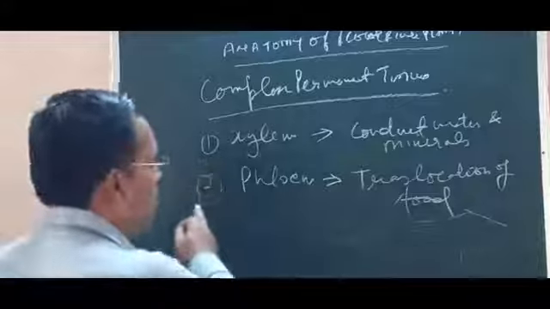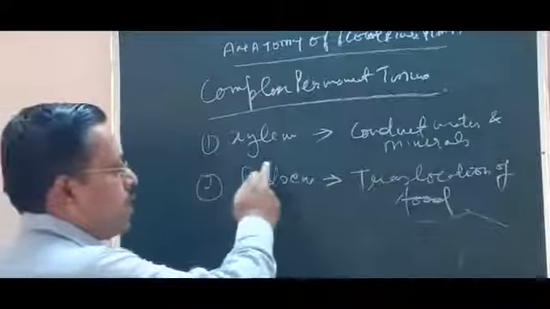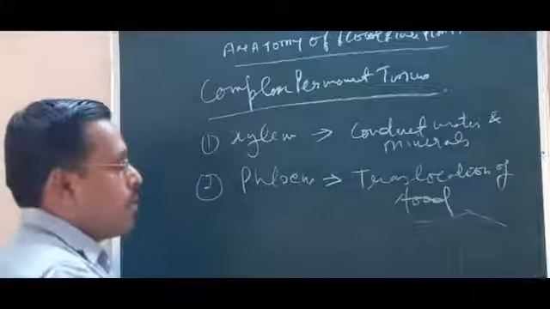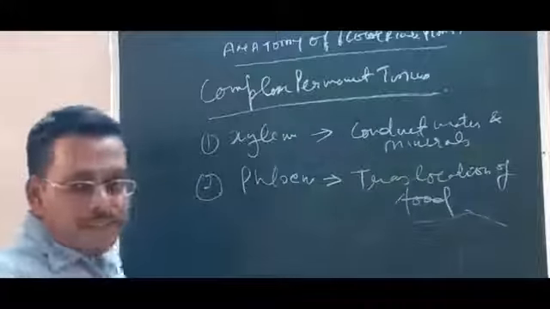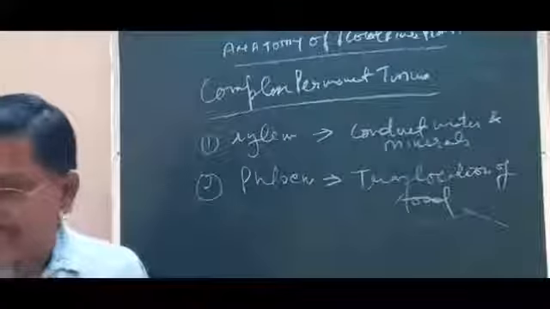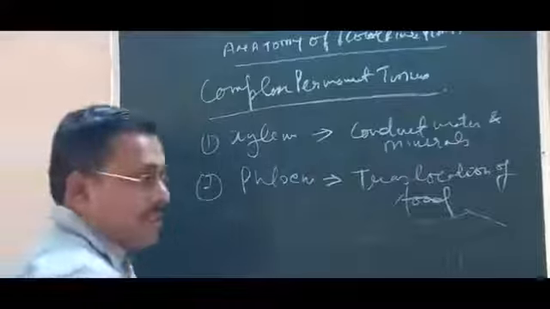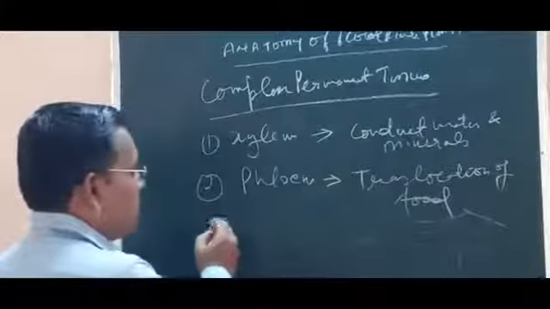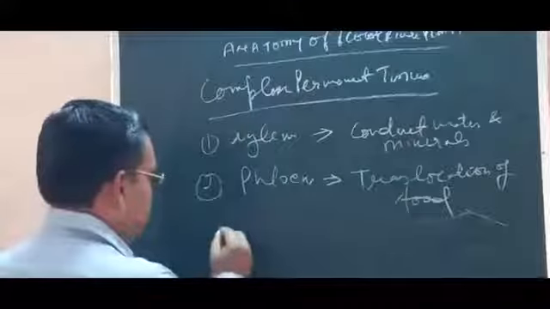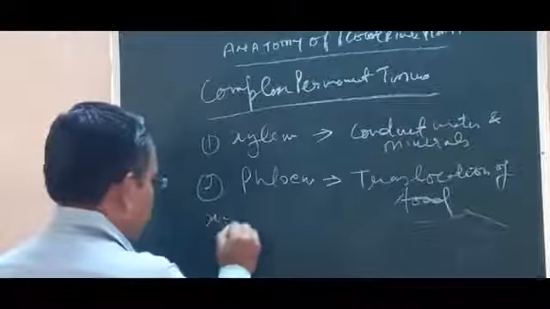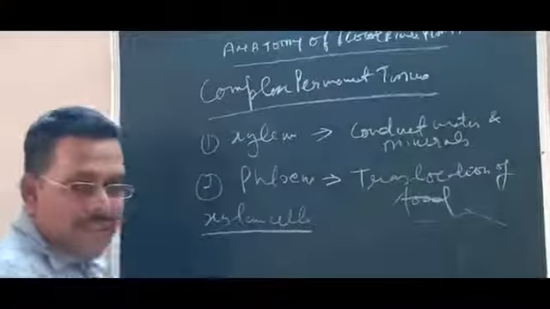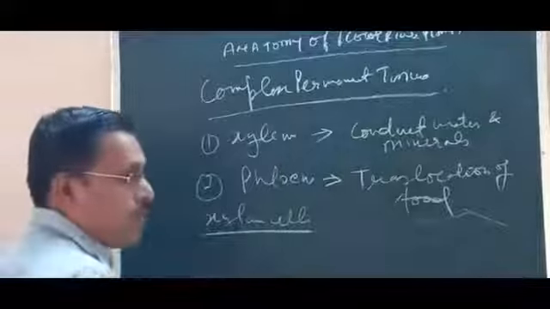So xylem and phloem are the complex permanent tissues. One is meant for conducting water and minerals, while the other is meant for translocation of food from one place to another in the plant where it is needed. Now when we talk about the anatomy of the xylem, first of all, xylem is made up of four types of cells.